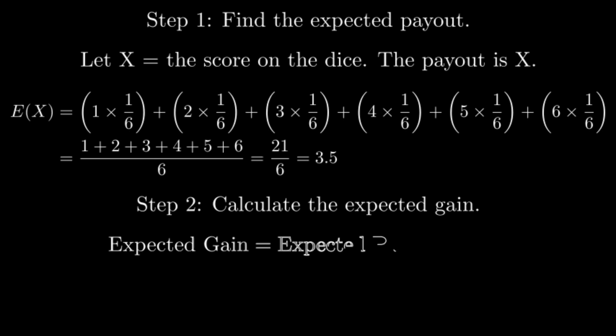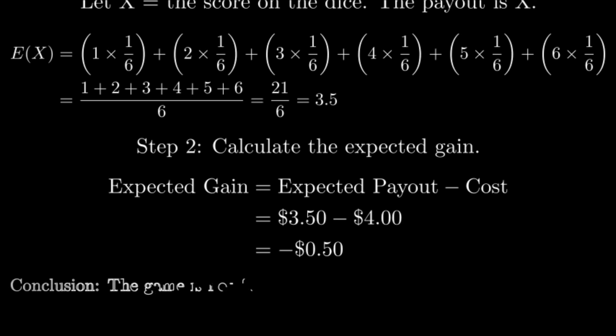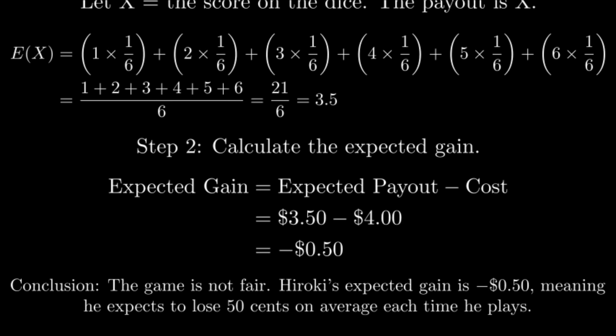Now we can find the expected gain. We take the expected payout of $3.50 and subtract the cost to play, which was $4. This gives us a result of -50 cents. Since the expected gain is not zero, the game is not fair. The negative value means the game is biased against Hiroki. On average, over many games, he can expect to lose 50 cents each time he plays. This is, of course, how casinos and lotteries make money. The expected gain for the player is always negative.